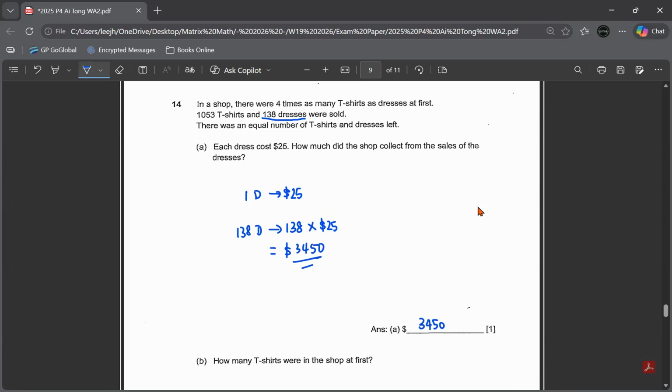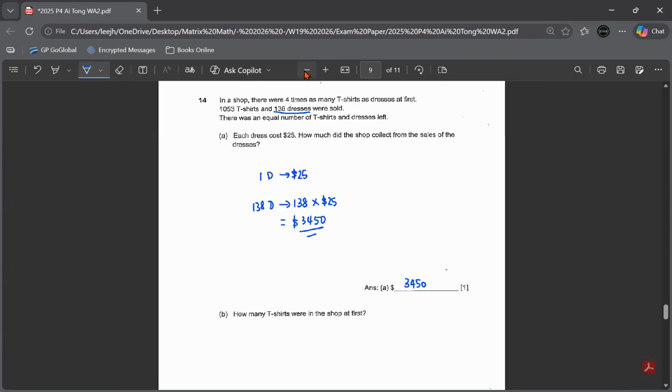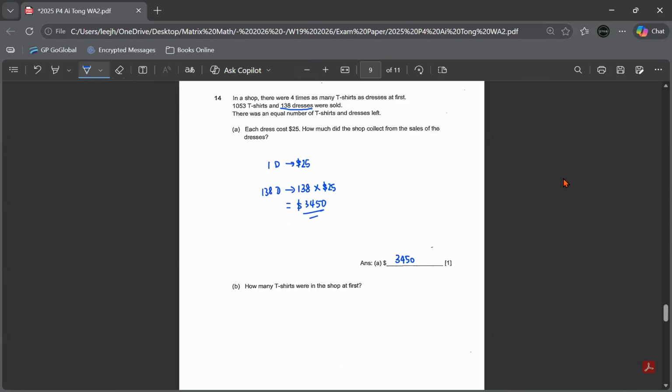Question B: how many t-shirts were in the shop at first? For this, you have to draw a model. If you read the question again, you know that this shop has 4 times as many t-shirts as dresses. So t-shirt is 4 units, and dress is just 1 unit. You sell 1053 t-shirts and 138 dresses. Then there is an equal number of t-shirts and dresses left.